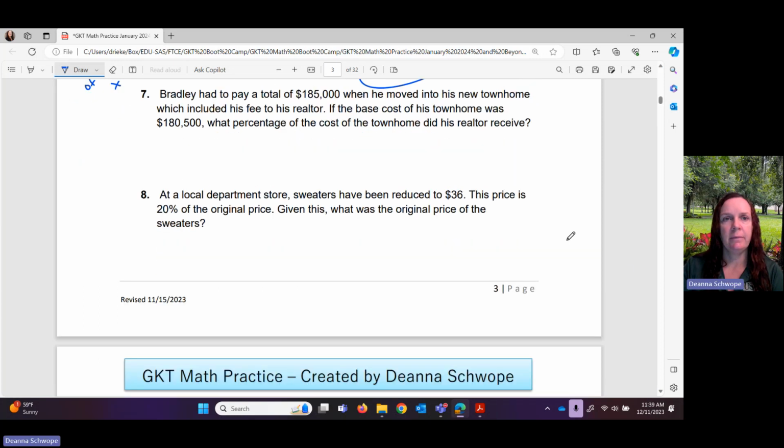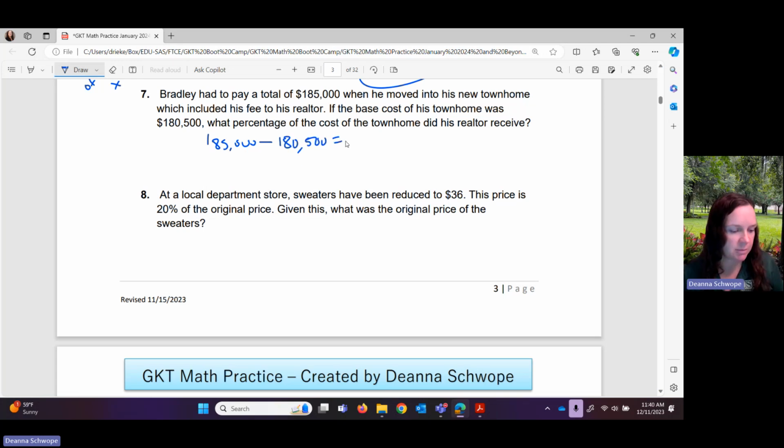All right, next, 7. Bradley had to pay a total of $185,000 when he moved into his new townhome, which included his fee to his realtor. If the base cost of his townhome was $180,500, what percentage of the cost of the townhome did his realtor receive? So we basically have to figure out first how much did they receive, and then we can figure out what that percentage is.